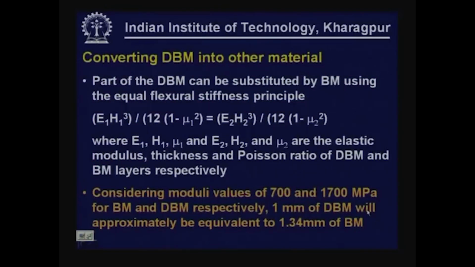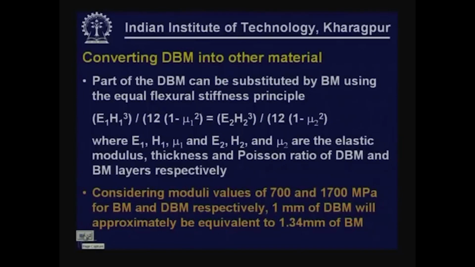Normally part of the DBM that comes out as the requirement on the basis of the analysis and on the basis of the design that we do, part of this can be substituted by bituminous macadam, or one material can be substituted in terms of another material using the equal flexural stiffness principle. This is also recommended in IRC 37.